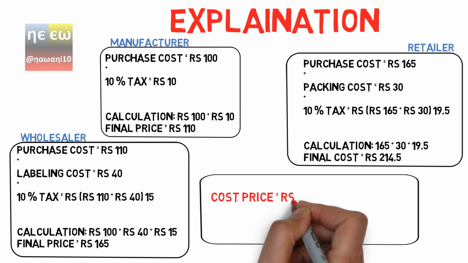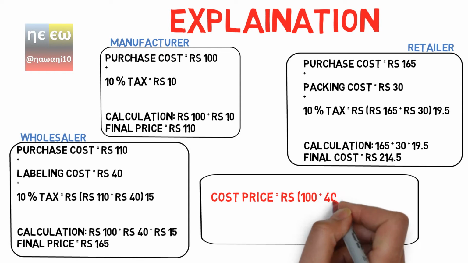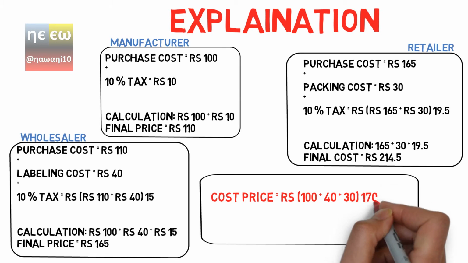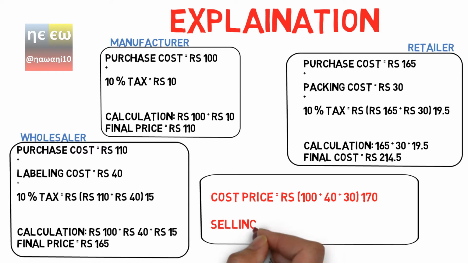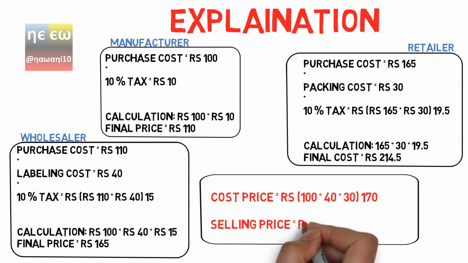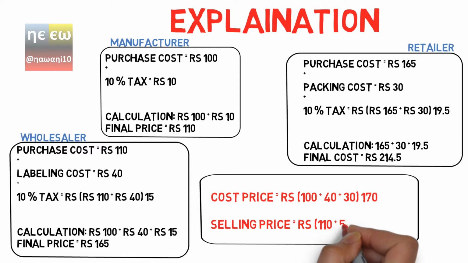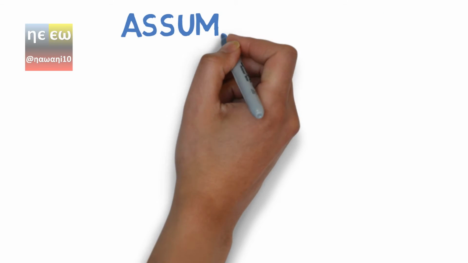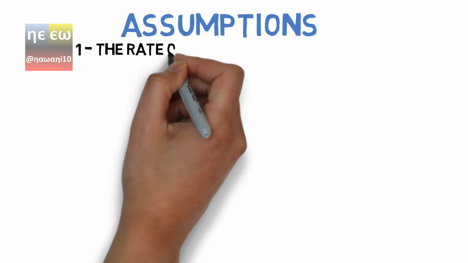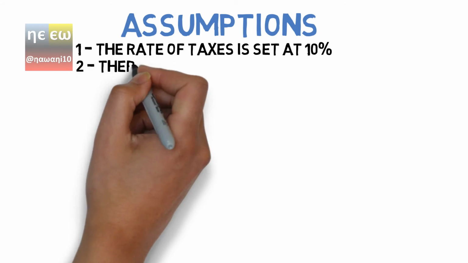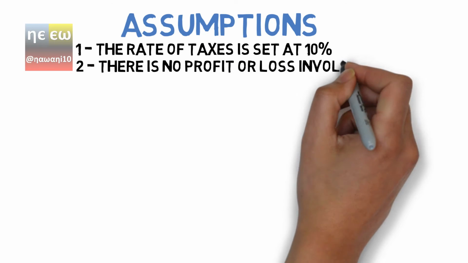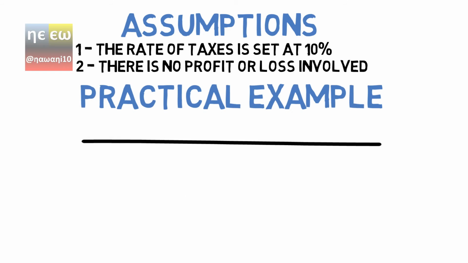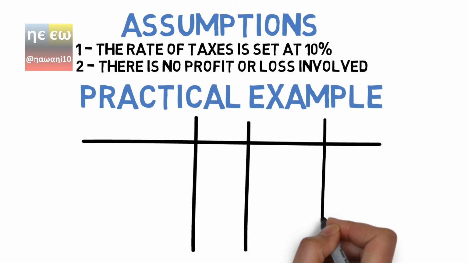Therefore, cost price equals rupees 100 plus rupees 40 plus rupees 30 equals rupees 170. Selling price equals rupees 110 plus rupees 55 plus rupees 49.5 equals rupees 214.5. Assumptions: 1. The rate of taxes is set at 10%. 2. There is no profit or loss involved. By the following practical example you can figure out the tax process.